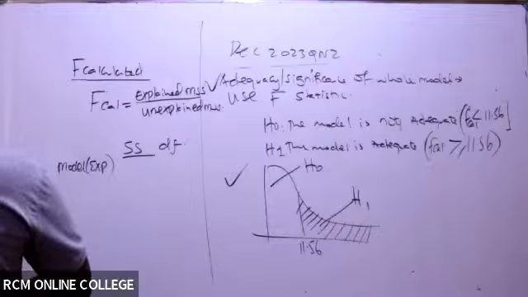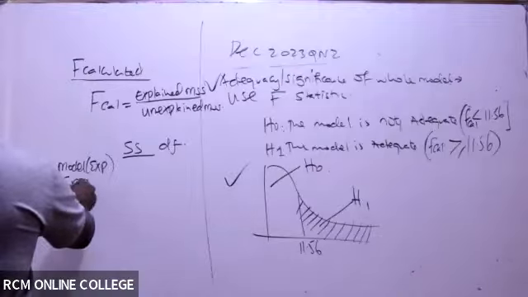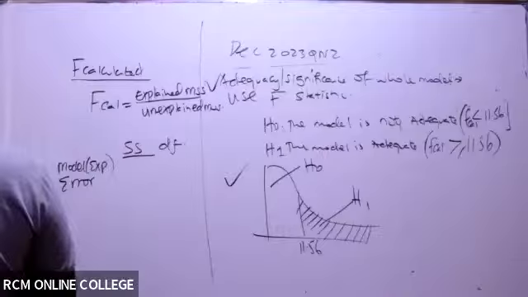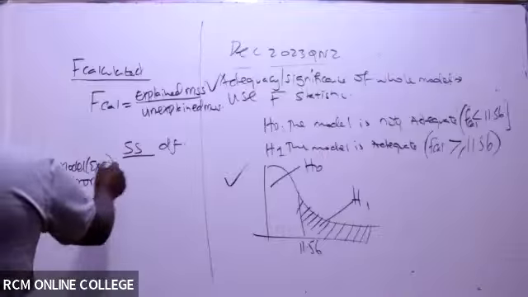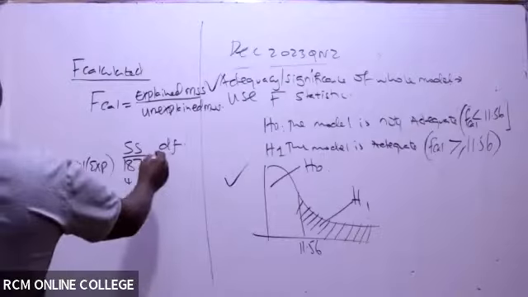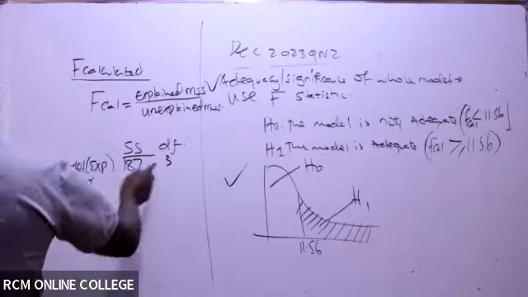Error. Yeah, error. So SS stands for sum of squares. So sum of squares, what do we have there? 187. And then 4 like that. Degrees of freedom, they are here, 3. And then we have 9 like that.